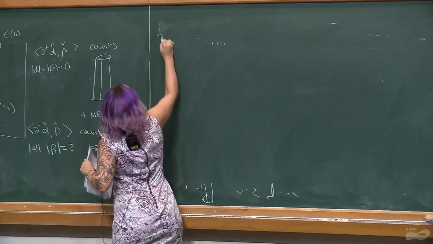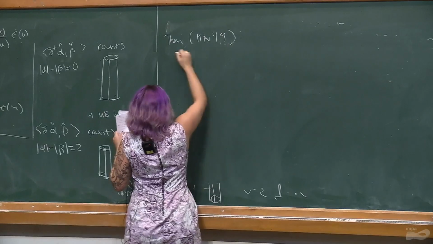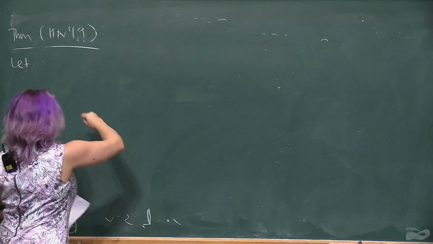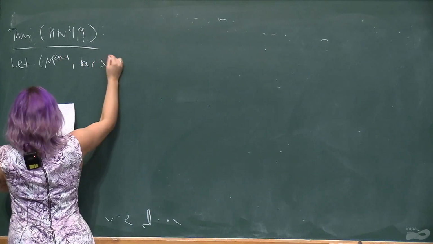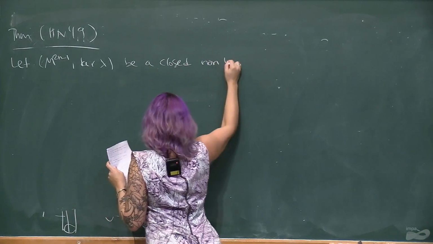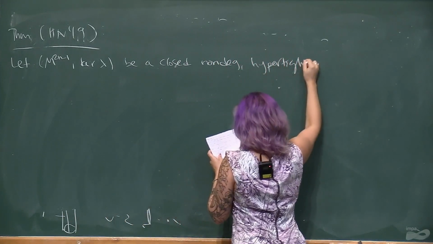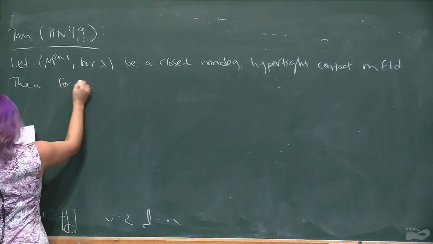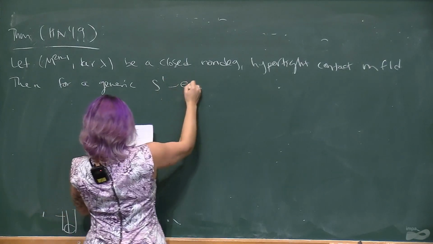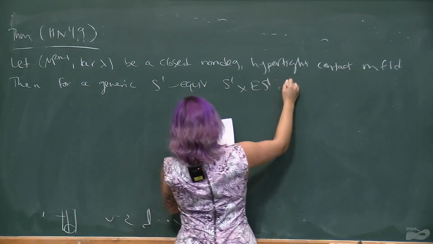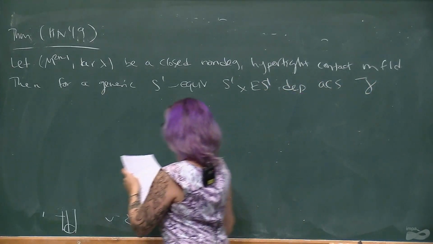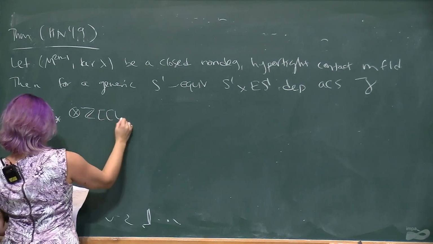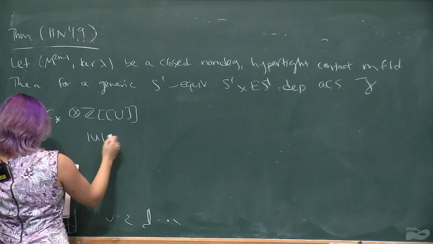Okay, so then the theorem that Michael and I proved in this preprint from June is that under the same assumptions of hypertightness, for a generic S1 equivariant, S1 cross ES1 dependent family of almost complex structures J, you can get a chain complex by taking the non-equivariant chain complex and tensoring it with the cohomology ring of CP infinity, which is just generated by formal variables of degree 2.